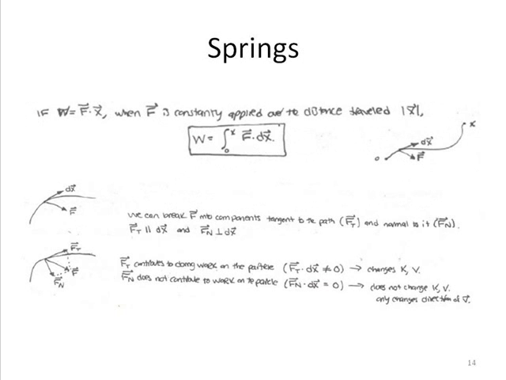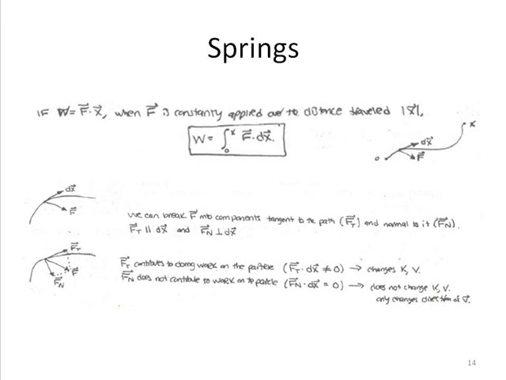Now let's talk a little bit about springs. We already talked about strings. It's important not to confuse the two. A string is an object that basically transmits a force, which we call the tension, uniformly along its length. A spring, on the other hand, is an object that can either compress or elongate, and as a result of that, it exerts a force.